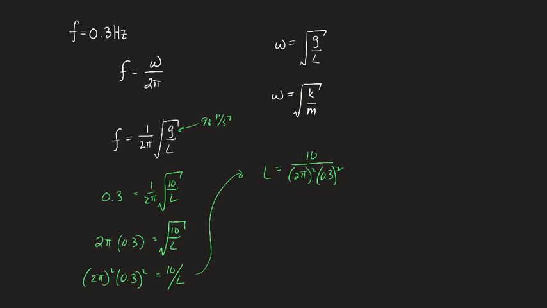A frequency of 0.3 means a period of about 3 seconds. So I'm expecting this to be longer than a meter. That's not unreasonable considering the situation. I don't know what this numerical answer is. Somebody want to give it to me? That would make reasonable sense. So 2.75 meters.